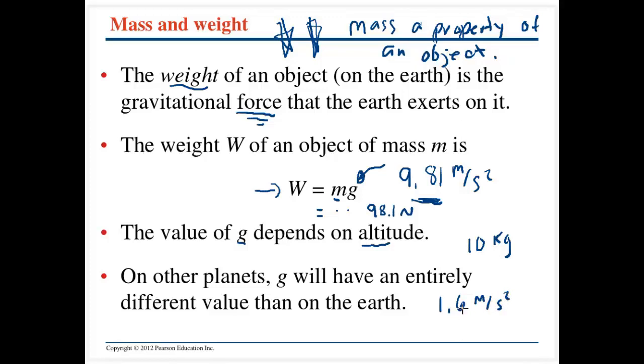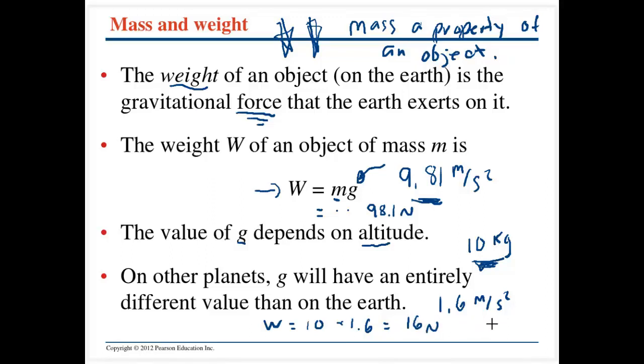Now if I take this object to, say, the moon, where the gravitational attraction is 1.6 meters per second squared, the mass will not change. The mass is an inherent property of the object, considering how much it resists acceleration, how much inertia it has. The weight on the moon is going to be different. It's going to be 10 kilograms, only now multiplied by the gravitational attraction it feels from the moon, 1.6 meters per second squared, and we're going to come up with 16 newtons.